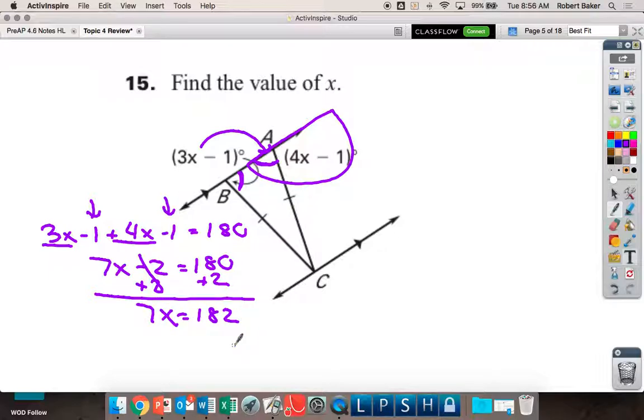Then divide both sides by 7. 27, right? Yes, sir. Sure. So that's pretty much the last chunk of definitions for isosceles and equilateral triangles.